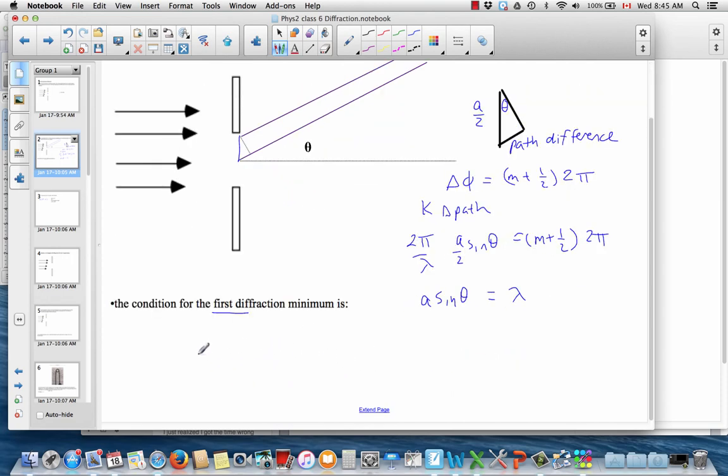Now if you remember, it's something to keep straight. Our two-slit maxima, where we had constructive interference, we went through this derivation, and we arrived at d sine theta, where d was the slit separation, equals m lambda. And so the two-slit maximum relationship looks a lot like the single-slit minimum or destructive interference relationship. It's just something we'll have to keep straight.